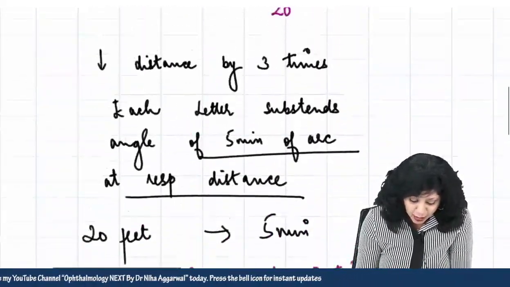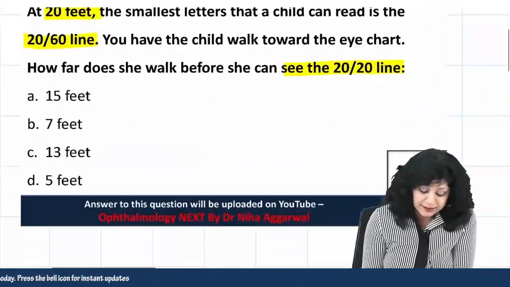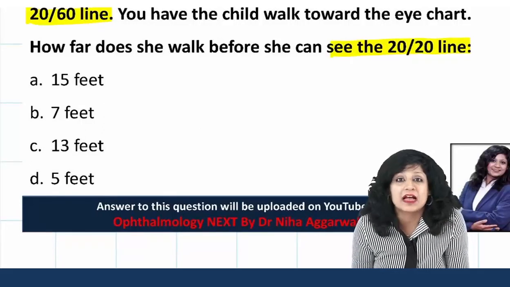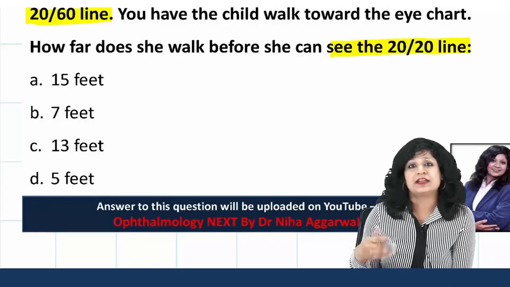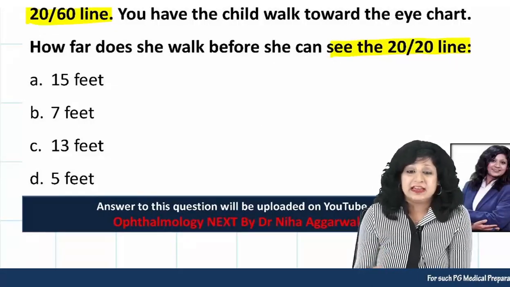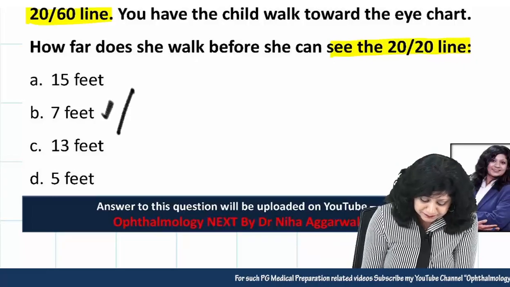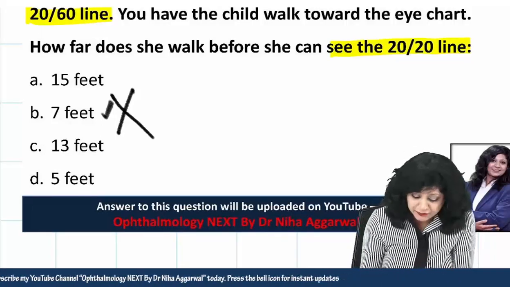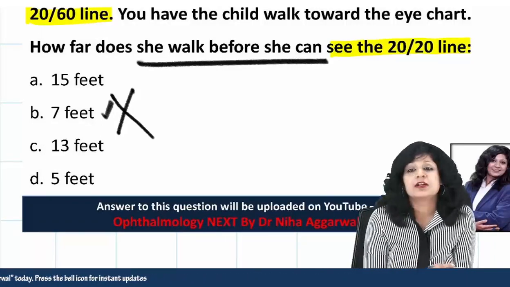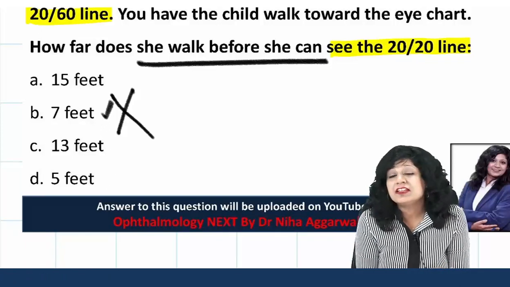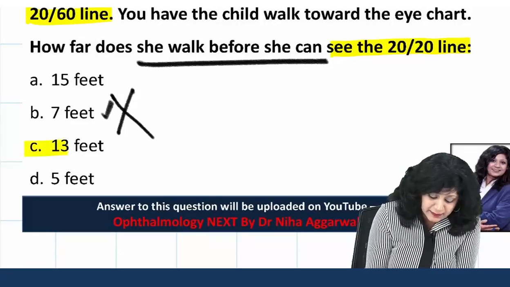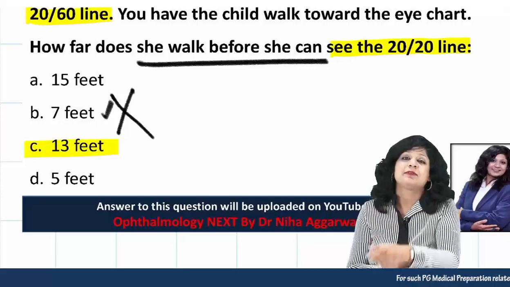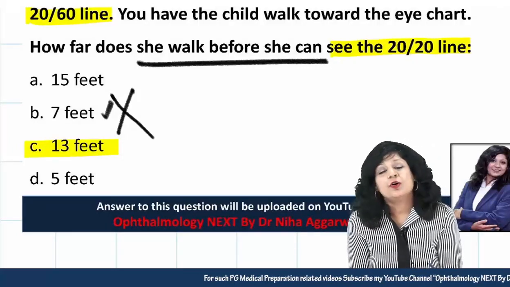Now let us see the options here. The options were 15 feet, 7 feet, 13 feet and 5 feet. Now even if you know the answer, in a hurry, because I know that the distance should be 1/3, in a hurry you can go up with this. But this is again wrong, because she has to stand at 7 feet while they are asking how much she has to walk before she sees this. So the answer is not the 7 feet. Therefore, the answer will be 13 feet. She has to go 13 feet forward so that she stands at 7 feet and is able to see the 20/20 line.